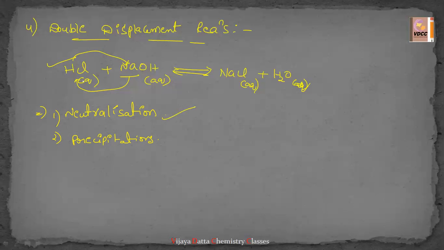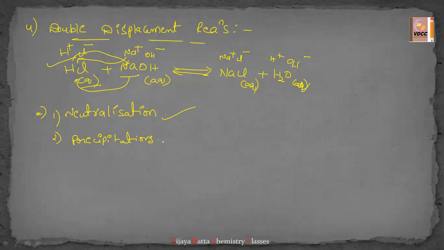Here the double displacement happens in aqueous solutions, which is what I have taken. So immediately they dissociate into ions. H becomes H plus, Cl becomes Cl minus, Na plus, OH minus. Then the ions are displaced and we get Na plus and Cl minus. So these are called ionic reactions also. Generally, reactions are of two types: molecular reactions and ionic reactions. I discussed these in my previous videos. Since the ions are displacing, these are called neutralization reactions and double displacement reactions.